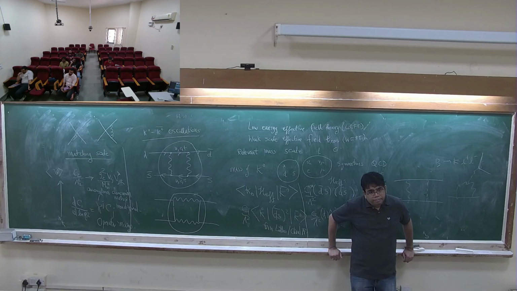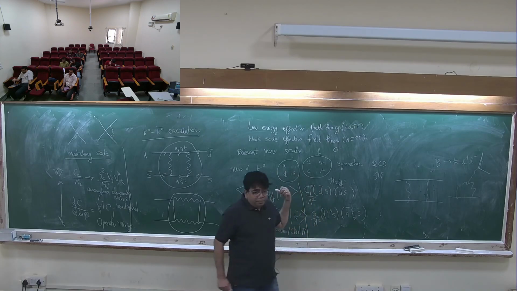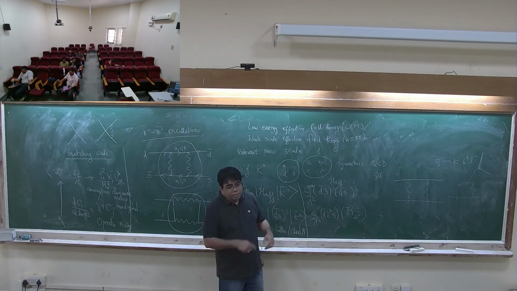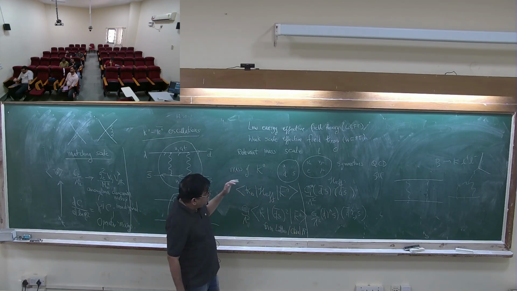Okay. Now there are codes like Flavio, which is there essentially. So he's an expert, you can talk to him. It uses LEFT and uses all the data, and you can do global analysis.